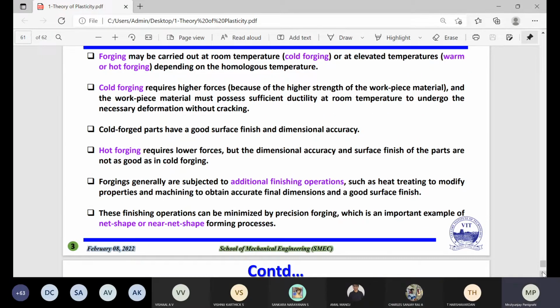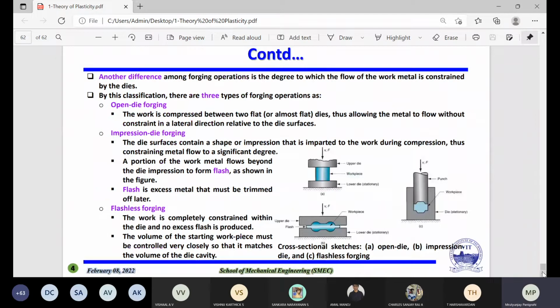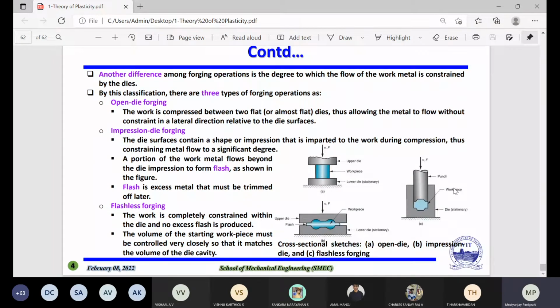Yes. So I think this is the last slide I have prepared for you. Now we have three classifications here. One is hammering or pressing, and the second is based on temperature: cold working, hot working, or warm working. Another difference among forging operations is the degree to which the flow of the work metal is constrained by the dies. How you are keeping the dies and what kind of dies you are using, based on that you can also classify. By this classification, there are three types of forging operations.